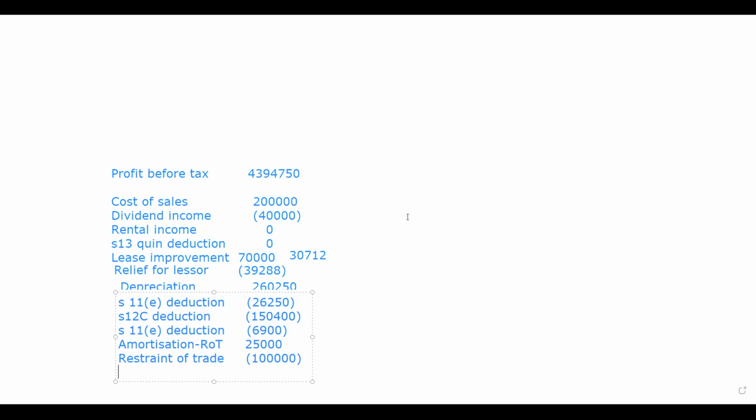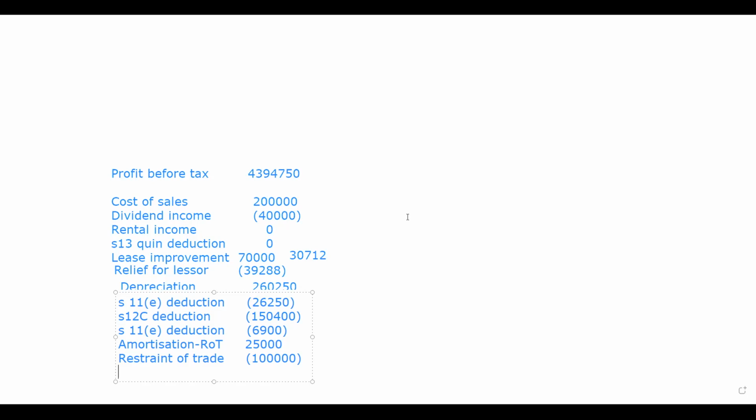Take note, do not minus the 300,000 of the canteen. I know the canteen, do you know why you don't do that? It's because of this rule. So there's a rule in section 13, and this rule is very important. So please note it down.